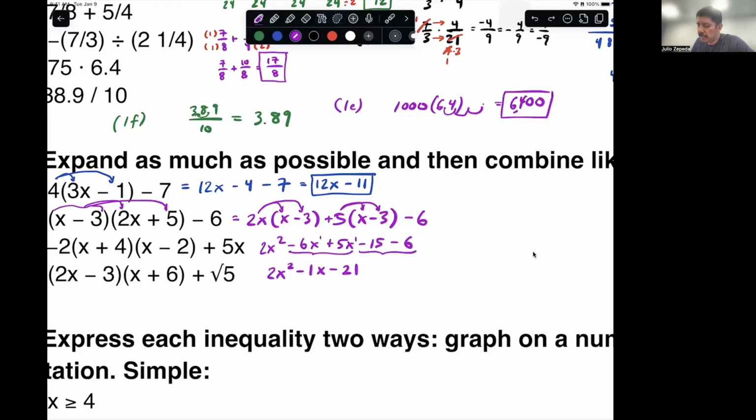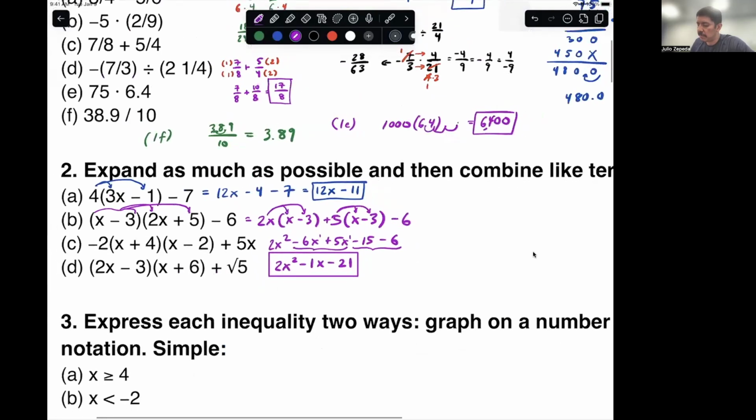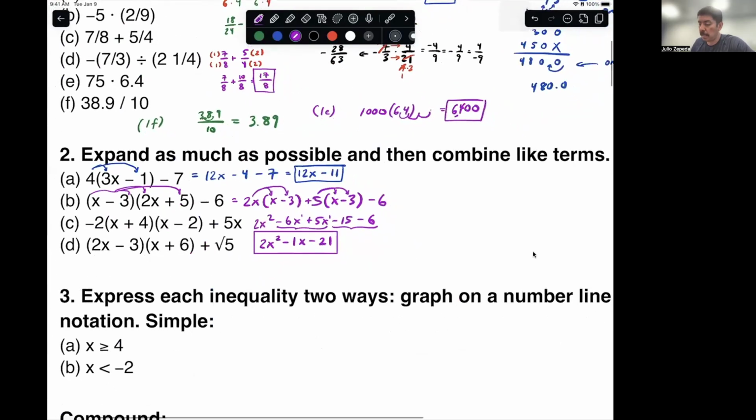I have seen students try to combine these two terms. That's not possible with addition or subtraction because they are not like terms. They have, let's say the first two terms, an x squared, x to the second power, and the second term has an x, but not to the second power.